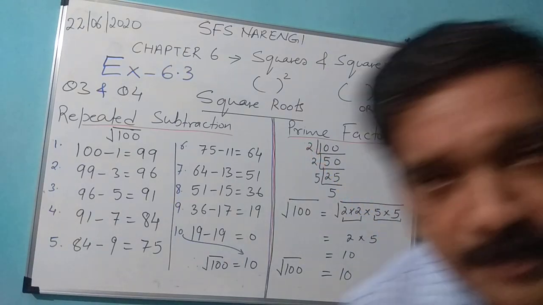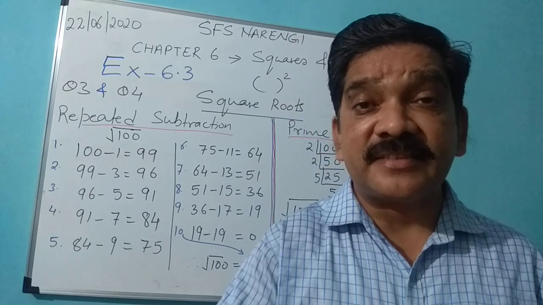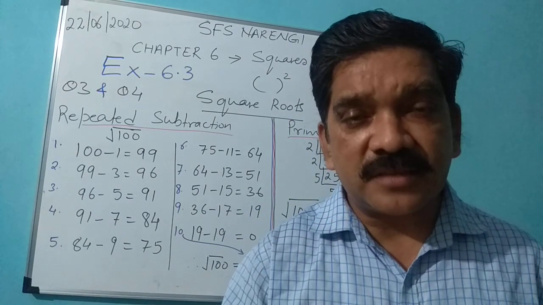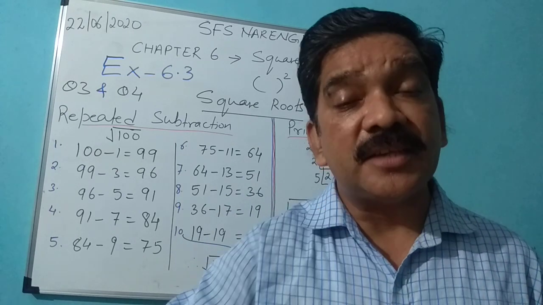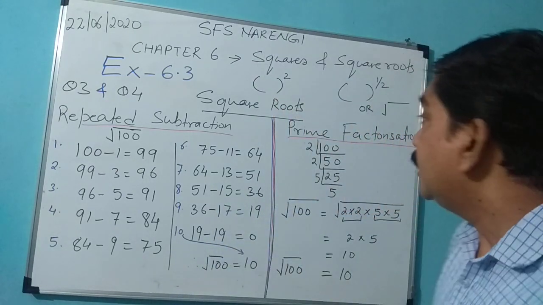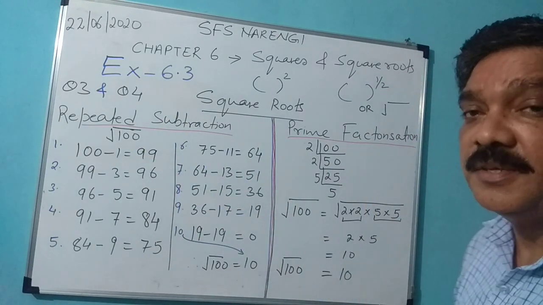You know very well what a prime number is. What is a prime number? A prime number is a number which has exactly two factors. Or you can say a number which is divisible only by itself and 1 is called a prime number. So let us do this question. I am taking the same example, 100, here also. It will be easy to understand.